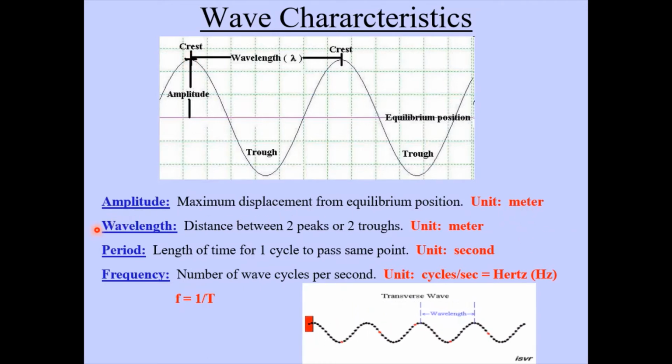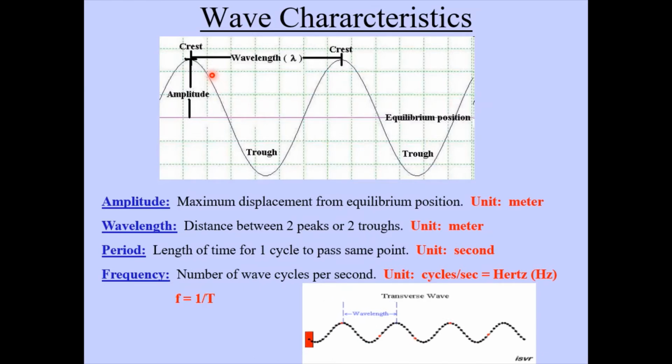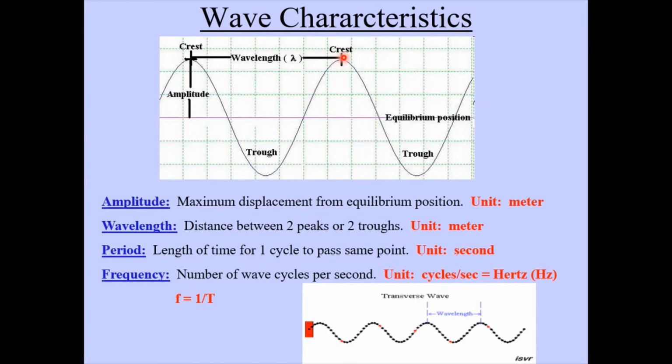We already saw a little example of the wavelength. The wavelength is the distance between two peaks or two troughs. So in this example here, we would measure from one crest here to the adjacent crest here, and this distance is called the wavelength. And the wavelength is usually designated with the symbol lambda.